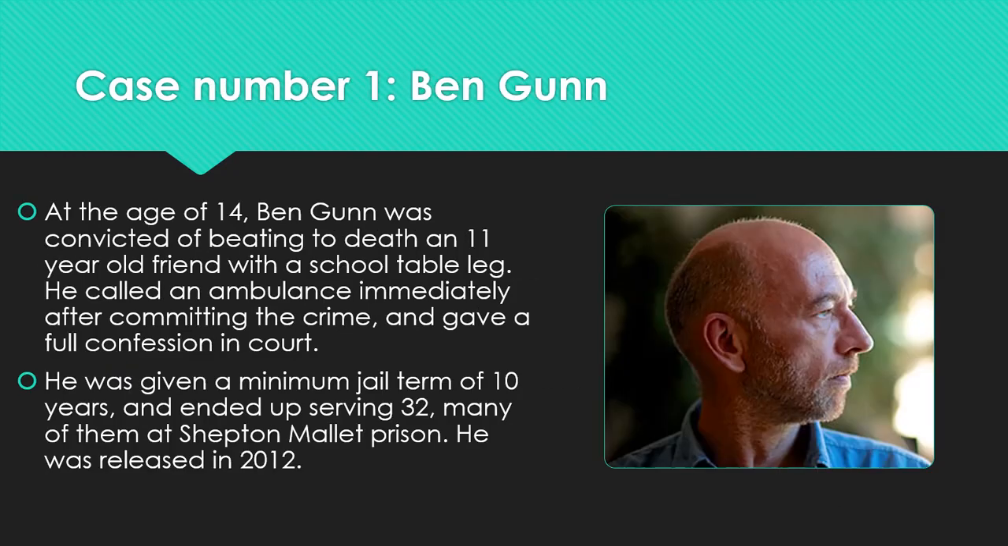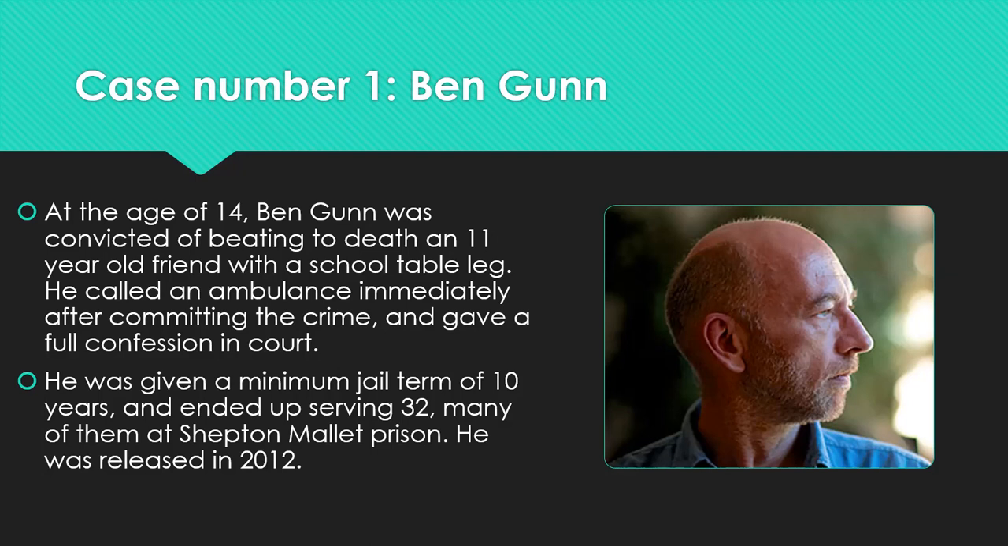Ben Gunn. At the age of 14, so he wasn't an adult, Ben Gunn was convicted of beating to death an 11-year-old friend with a school table leg. He called an ambulance immediately after committing the crime and gave a full confession in court. He was given a minimum jail term of 10 years and ended up serving 32 years. So he spent 32 years in prison, many of them at Shepton Mallet Prison. He was released in 2012.